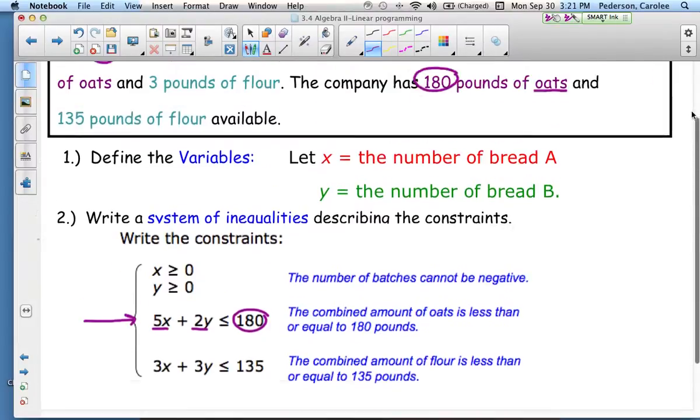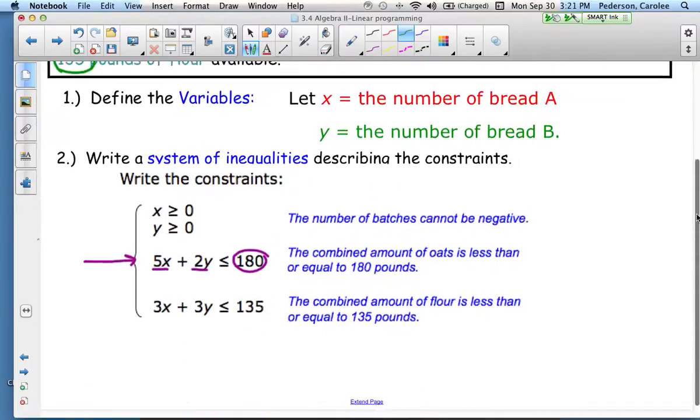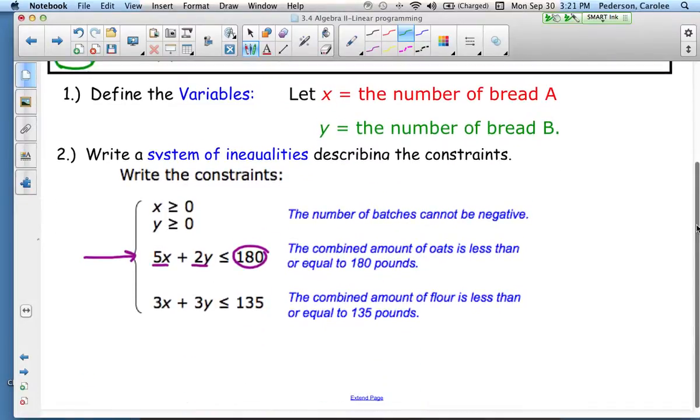Then in the teal that I've highlighted here, 3 pounds and 3 pounds of flour can be no more than 135 pounds of flour. So 3 pounds of batch A plus 3 pounds of batch B can be no more than 135 pounds of our flour. That's our last constraint. So these are the 4 constraints that we're going to graph on the next slide.